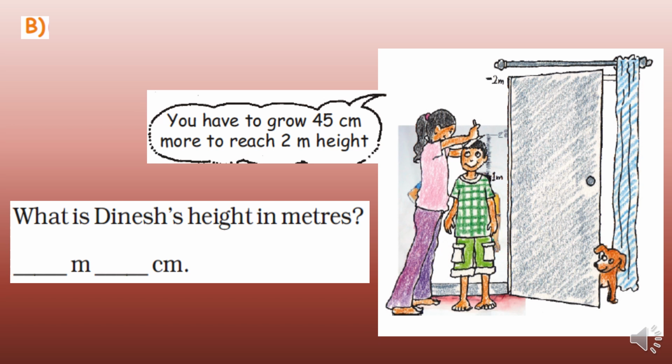So for that we have to subtract 45 centimeter out of 2 meter. So that will be 1 meter and 55 centimeter. Dinesh needs to grow 45 centimeter more to reach 2 meter height, and his height is 1 meter 55 centimeter.